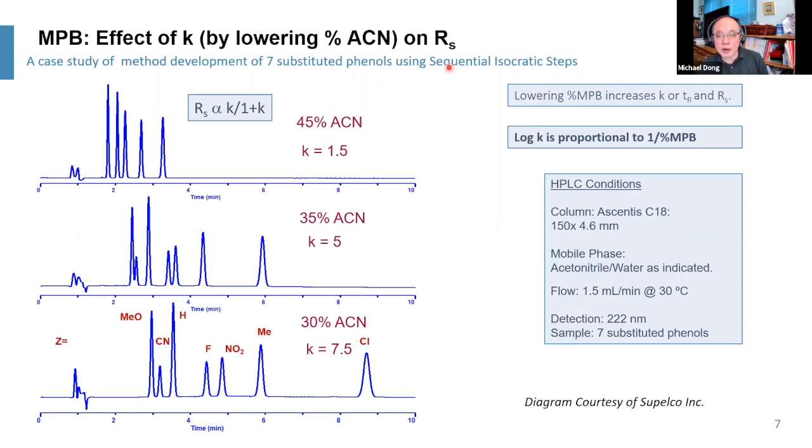We call this a sequential isocratic step, right? So you want to have a potency method, or a dissolution method for a rough potency. If you want to measure the stability of a dosing solution for an NCE, a new chemical entity, you would use this isocratic method.